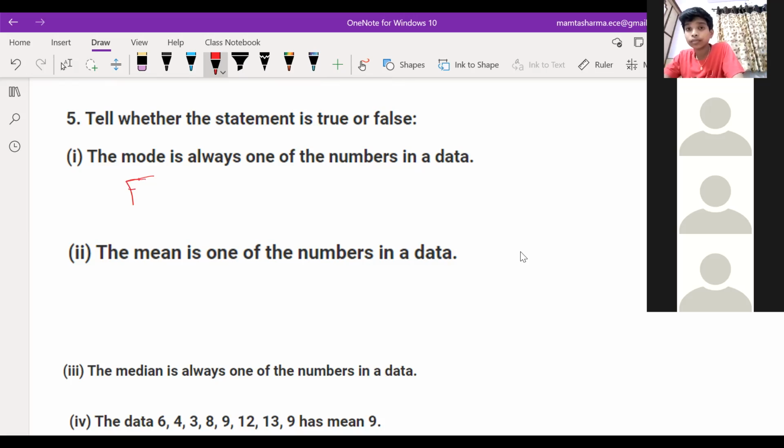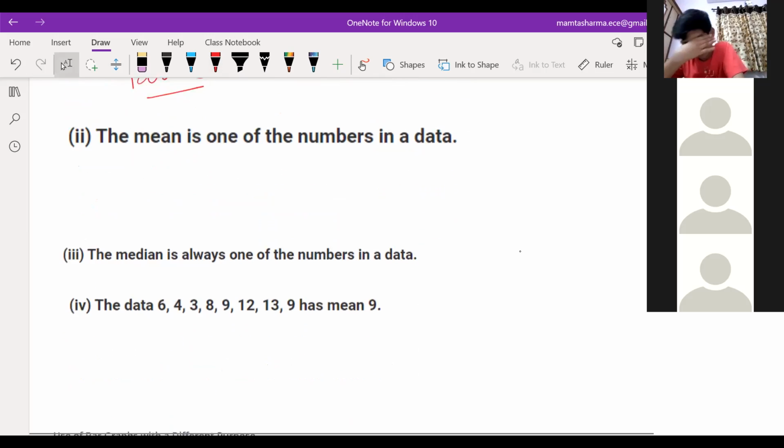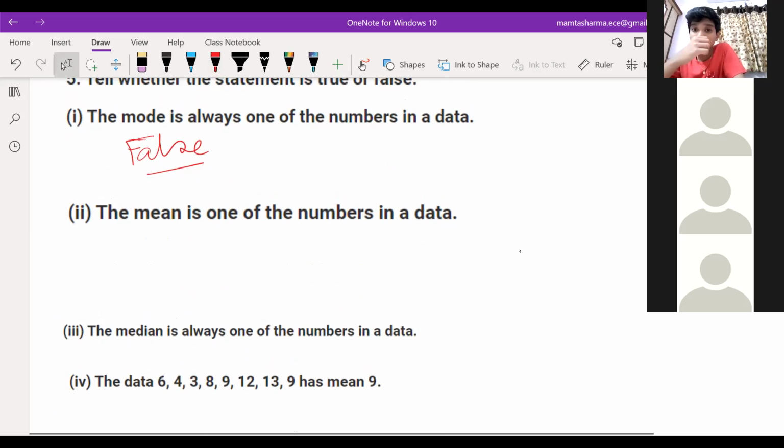False. Okay. The mean is one of the numbers in a data. True or false? It is false. Correct. The median is always one of the numbers in a data.